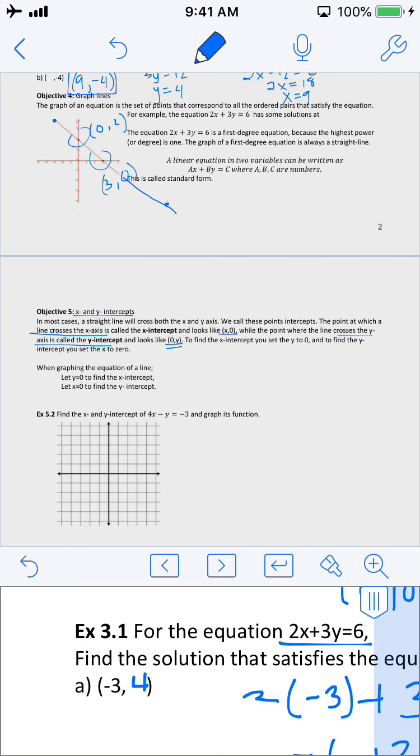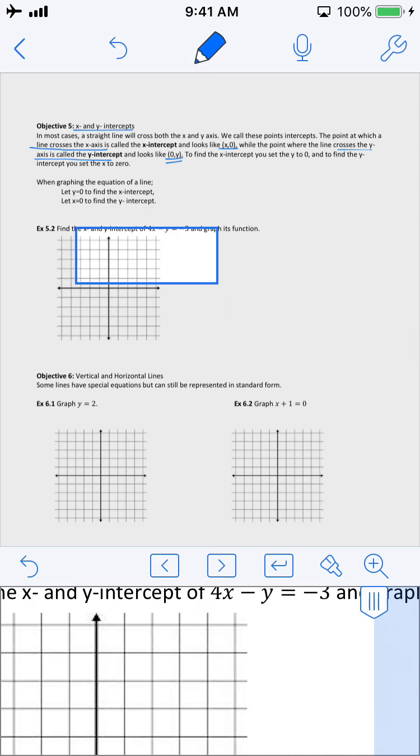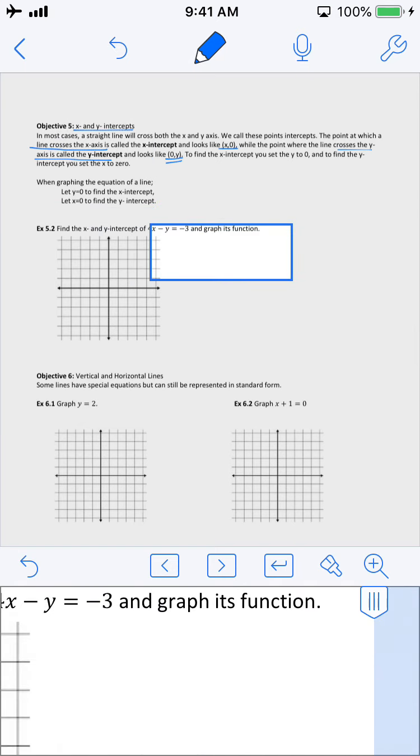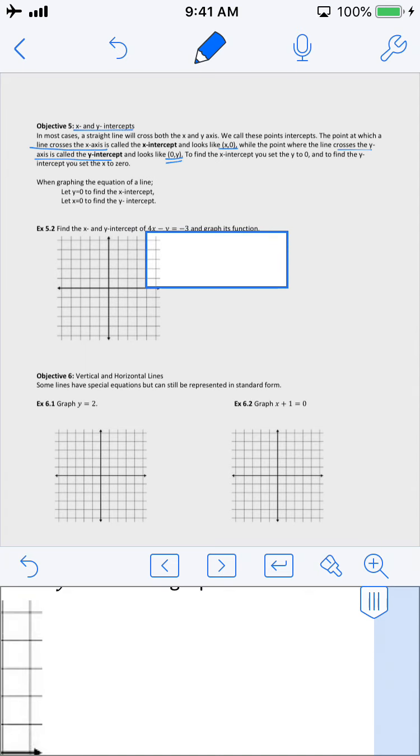Okay, so let's start with this one. 3.2, 5.2. I don't know why that's labeled 5.2. Oh yeah, I do. Objective 5. Okay, here's our equation. Sorry, I derailed there for a minute. 4x minus y equals negative 3.